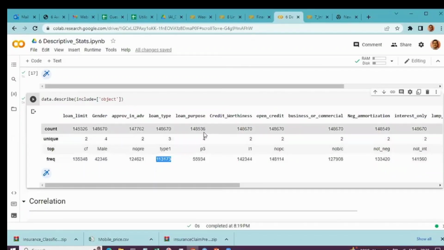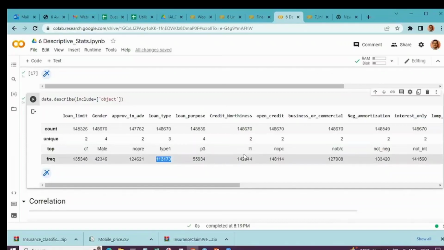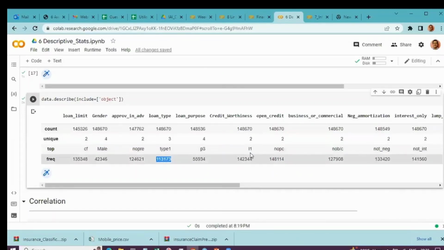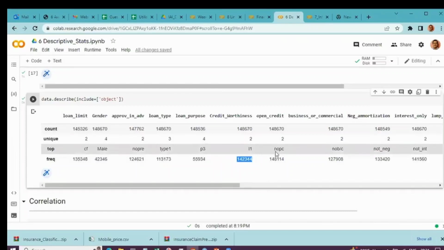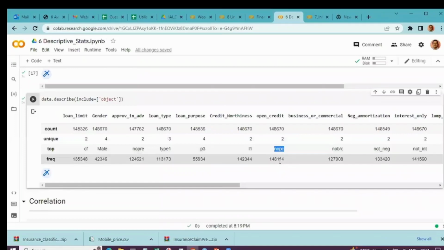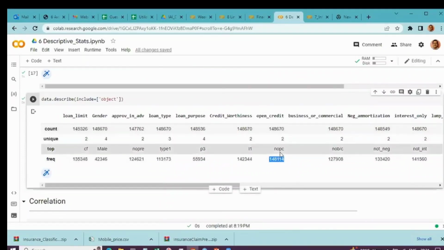Loan purpose, okay. 4 unique values are there. Credit worthiness. So here only 2 categories, but one of them is 1,42,000. So basically the other one is the remaining 6,000, which is still okay. Open credit, look at this. There are only 2 categories, right? And one of the categories is 1,48,114. So the other one is somewhere around 500 observations. 500 may still be okay, right? To do the model, 500 may still be okay.